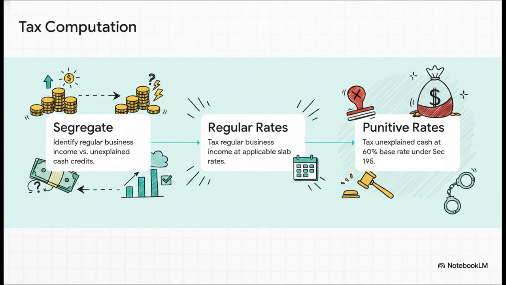But Step 3, that 5 lakh of unexplained cash triggers Sections 102 to 106, which drops it right into Section 195. It gets hit instantly with that flat 60% base rate plus surcharges. And no, they do not get to use any basic exemption limits against that 5 lakh. It's a hard, flat penalty.